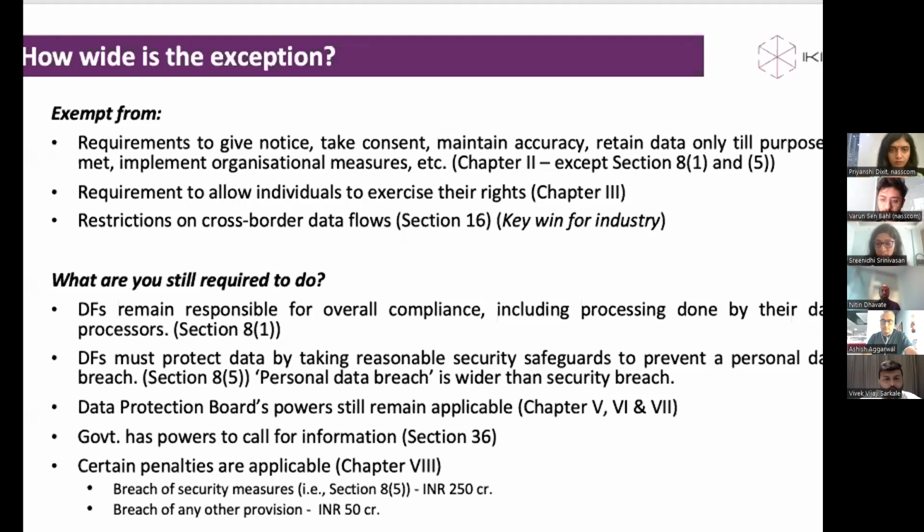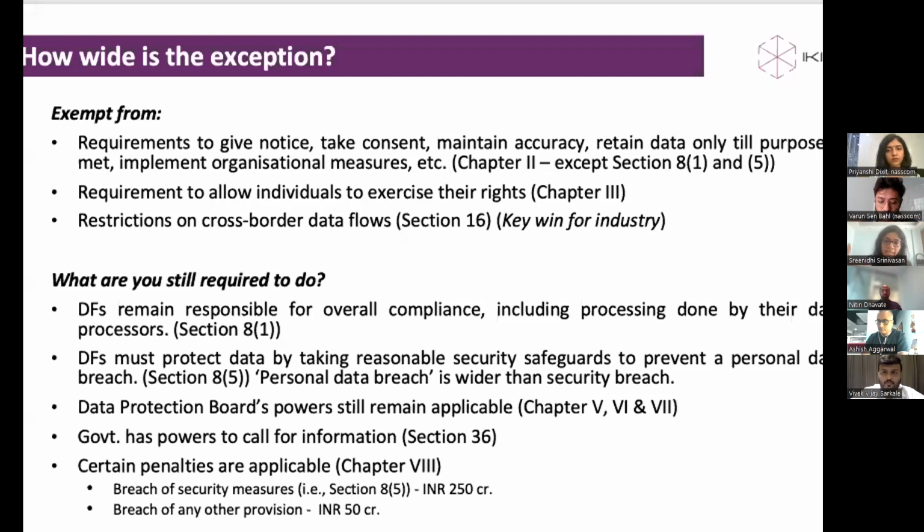There are a few provisions that still apply, and it is interesting. I think some market practice and some more probing is required here generally on what this might mean in practice in contracts. But the two big themes are, one, that the general provision is that DFs have to be responsible generally for overall compliance with the act. That still continues to apply. And also that all data fiduciaries have to implement reasonable security safeguards to prevent a data breach. This also continues to apply. So any security measures that are required to be taken, that requirement continues to apply to this processing activity, even when you're processing data under this kind of exception.